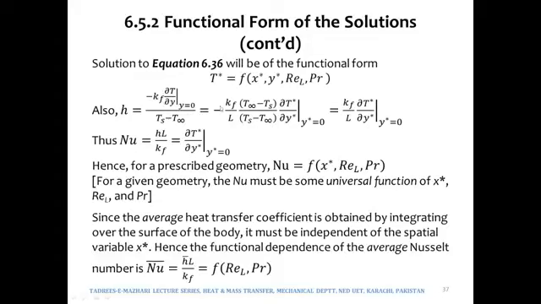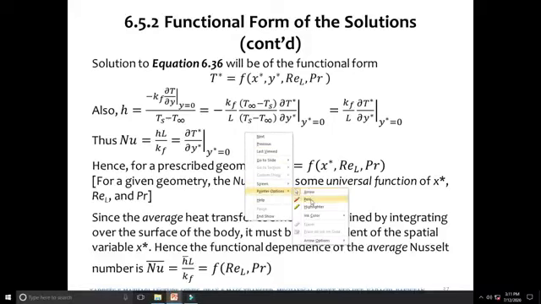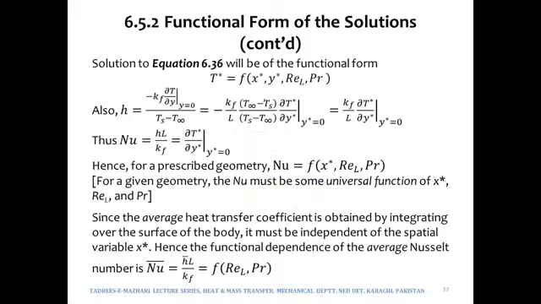Now we have kf written over here, and we have Ts minus T infinity in the denominator. If we take this minus sign inside, it would become Ts minus T infinity, and therefore that Ts minus T infinity will get cancelled out, and we will be left with kf by L, where kf is the thermal conductivity of the fluid, times dT star over dY star.